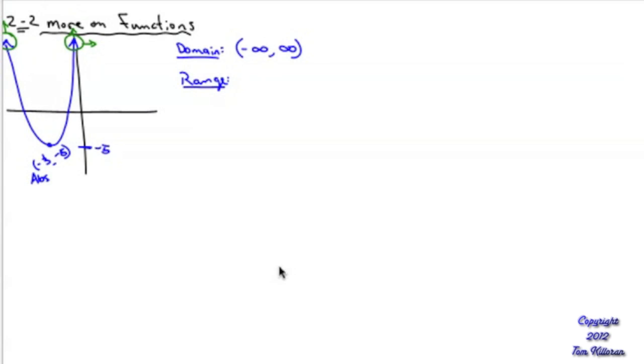The range would be, how far down does it go? The range would be -5. -5 is as low as it goes. There's nothing lower than that absolute minimum. So -5 is the lowest. What's the highest it goes? Infinity. I have two of them going up there, one on the right and one on the left, but they're both going to infinity.